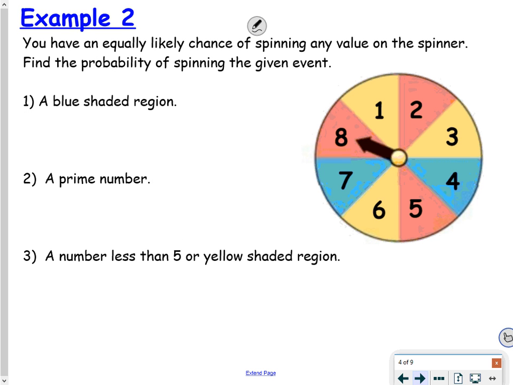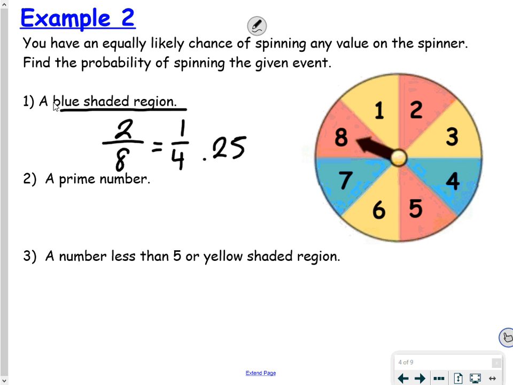In example 2, we have a spinner. So we want to figure out the probability of the spinner landing on the blue shaded region. This is assuming we have an equally likely chance of spinning any value on the spinner. So that would be the number of blue shaded regions, which is 2, out of the total number of regions that we could land on, which is 8. All right, so that would be 1/4, 0.25, or 25%.